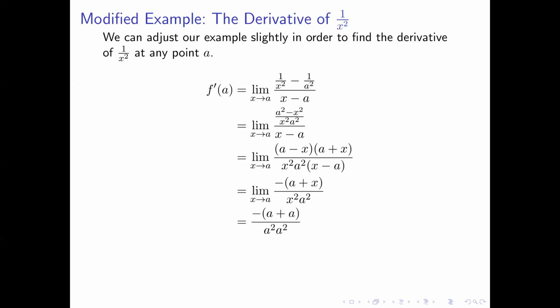We can now substitute a for x. And with a little bit more algebra to simplify, we'll combine like terms and cancel a common factor of a, and we get -2 over a cubed. So that is f prime of a for any arbitrary value of a.